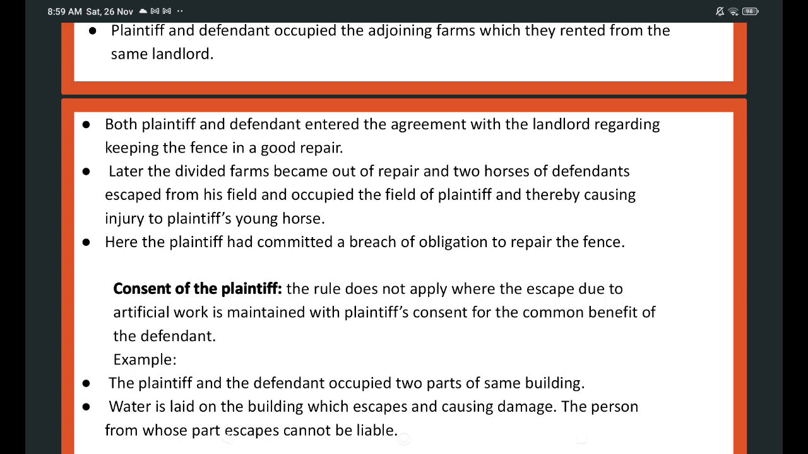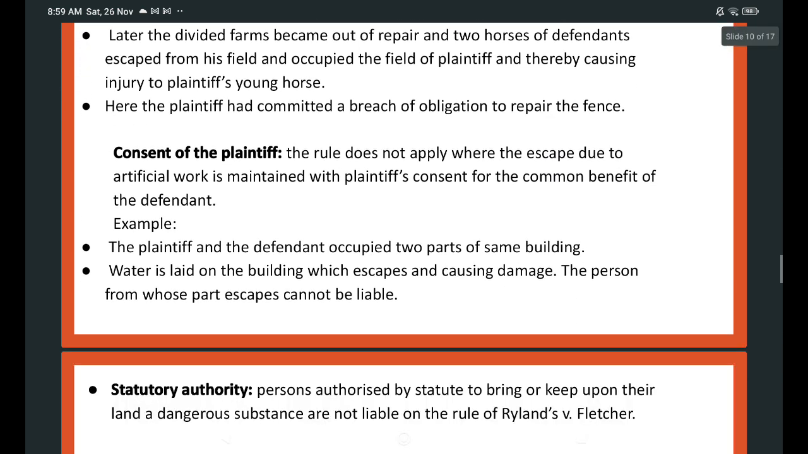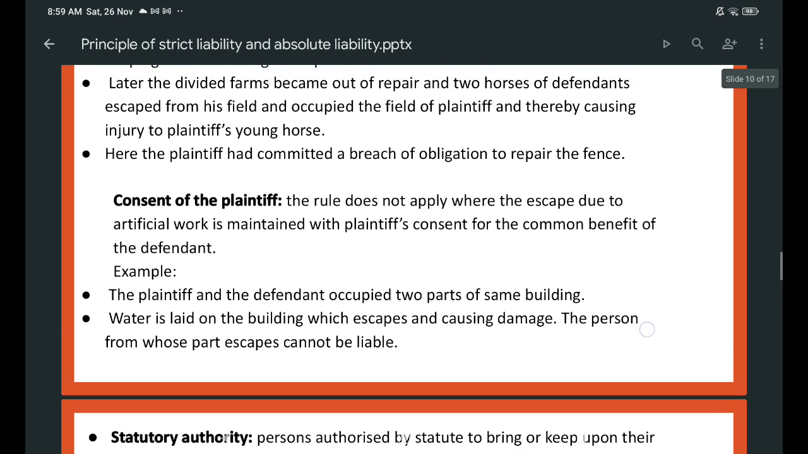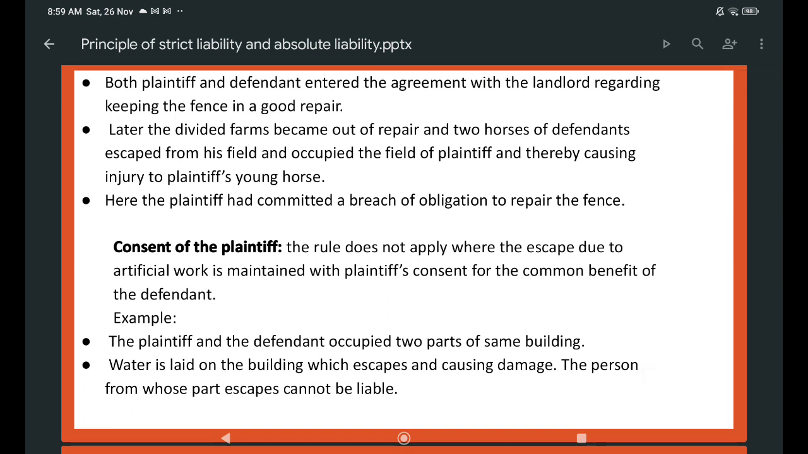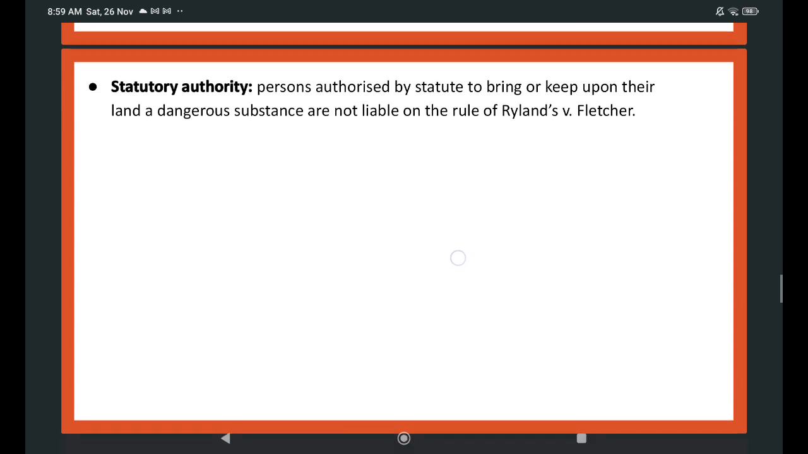Fourth, consent of the plaintiff. The rule does not apply where the escape is due to an artificial work maintained with the plaintiff's consent for the common benefit of the defendant. Example: the plaintiff and the defendant occupied two parts of the same building. Water is laid on in the building, which escapes and causes damage. The person from whose part it escapes cannot be liable.